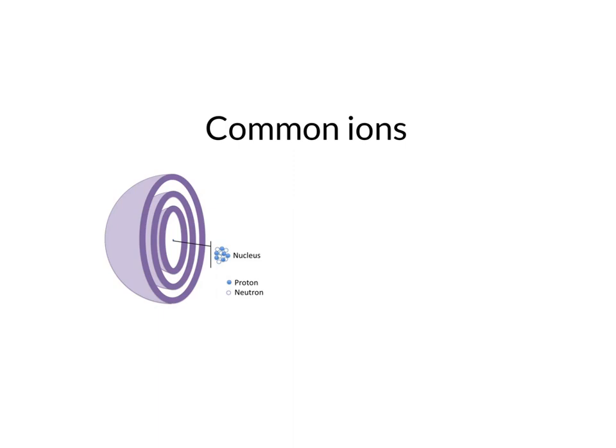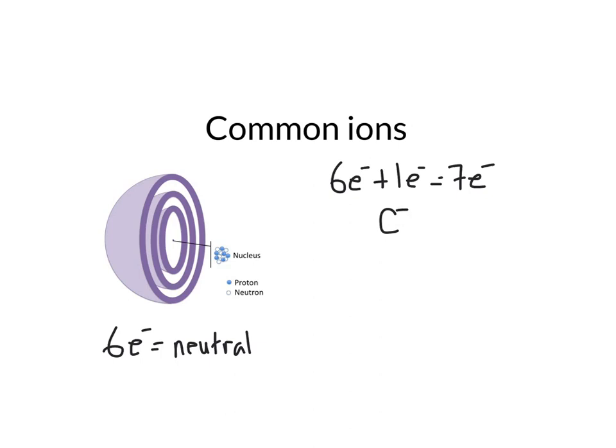Not all atoms are neutral. So this carbon atom that I have depicted here, which has 6 protons and 6 neutrons in the nucleus, will have 6 electrons if it's neutral. However, if I add 1 electron, so 6 electrons plus 1 electron makes 7 electrons, then I will have 1 extra electron, 1 extra negative charge, and my carbon atom will have a negative charge. Atoms with negative charges are called anions.